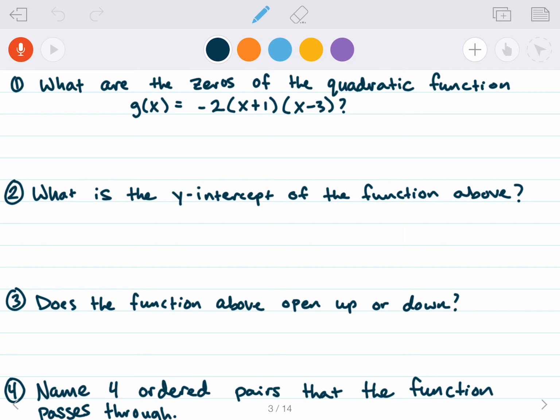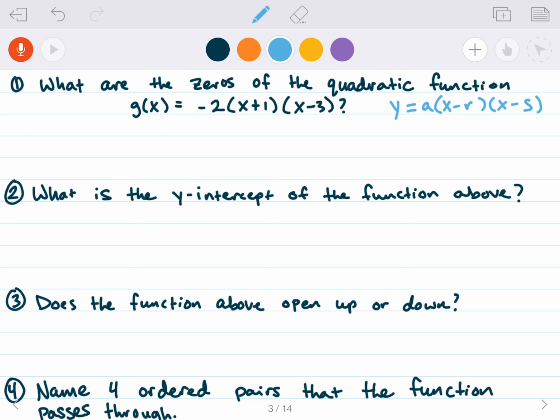So the first question says, what are the zeros of the quadratic function g of x equals negative 2 times x plus 1 times x minus 3? Well, the first thing you should recognize is which form are we in? Are we in standard, vertex, or factored form? It turns out we're in factored form here, because this looks exactly like y equals a times x minus r times x minus s.